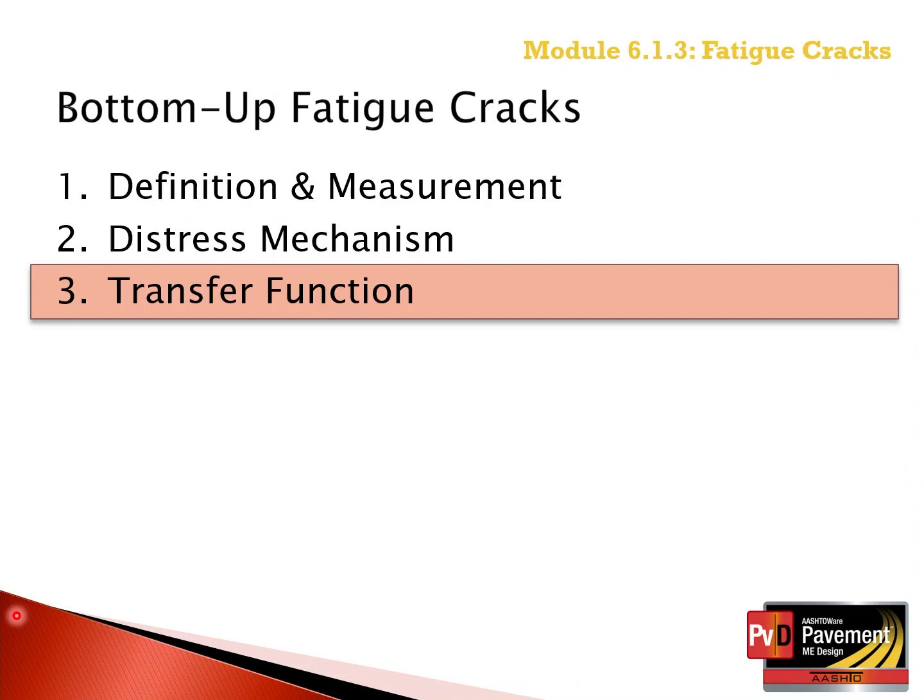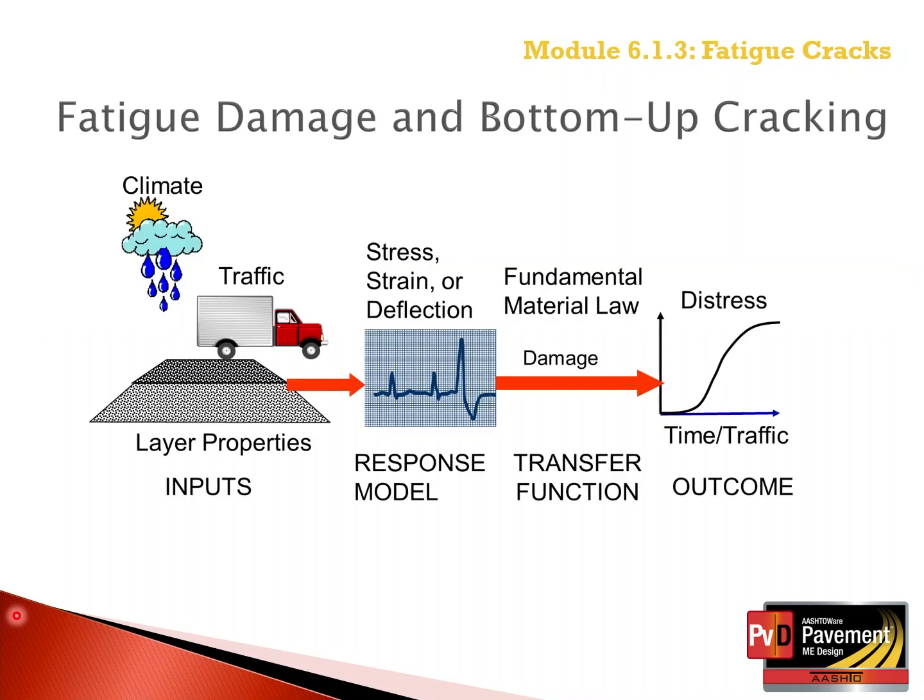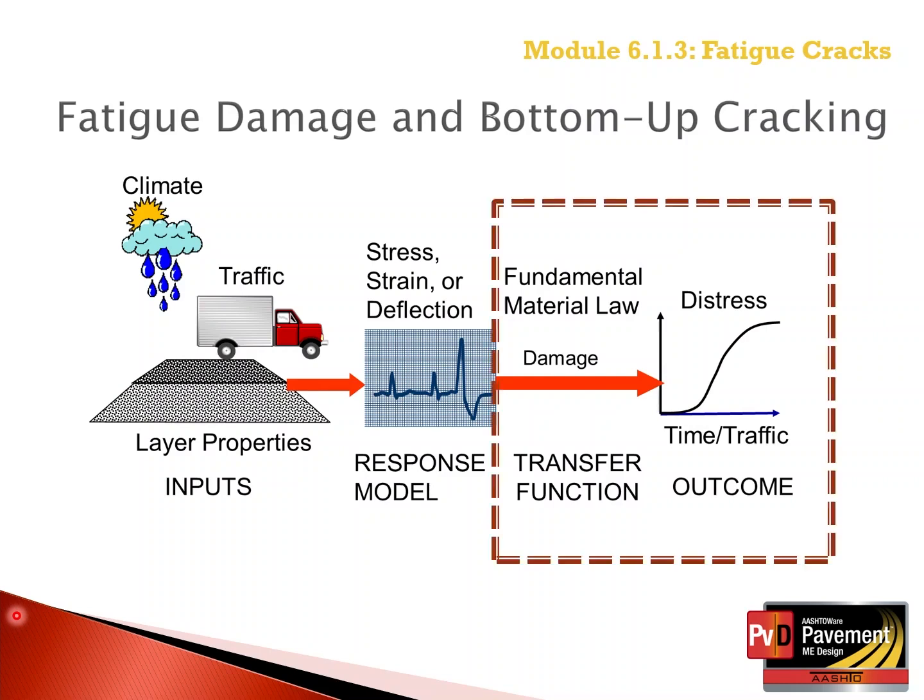So, moving on to explaining the transfer functions for fatigue cracking of flexible pavements. Remember from Module 2, the critical pavement responses are used to determine or calculate fatigue damage. And the transfer function converts the fatigue damage to what we can see and measure on the pavement surface. For bottom-up fatigue cracks, that is the percent total lane area of cracking.